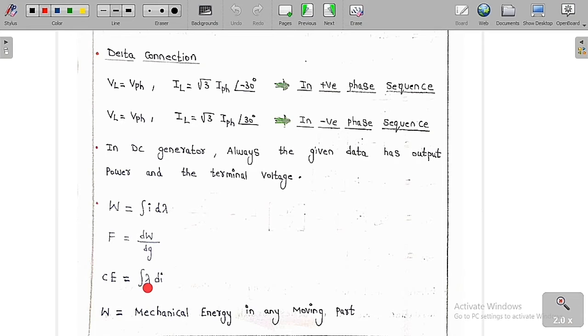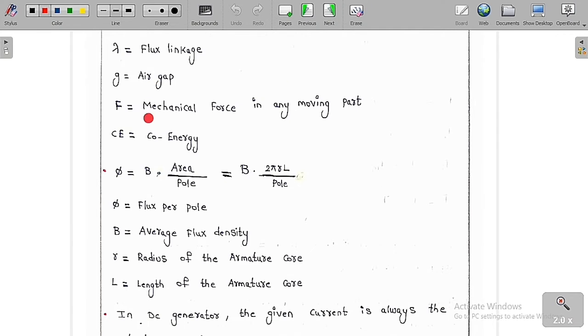So W is called the mechanical energy in any moving part, lambda is called the flux linkage, G is called the air gap, F is called the mechanical force in any moving part, and C is called the co-energy.